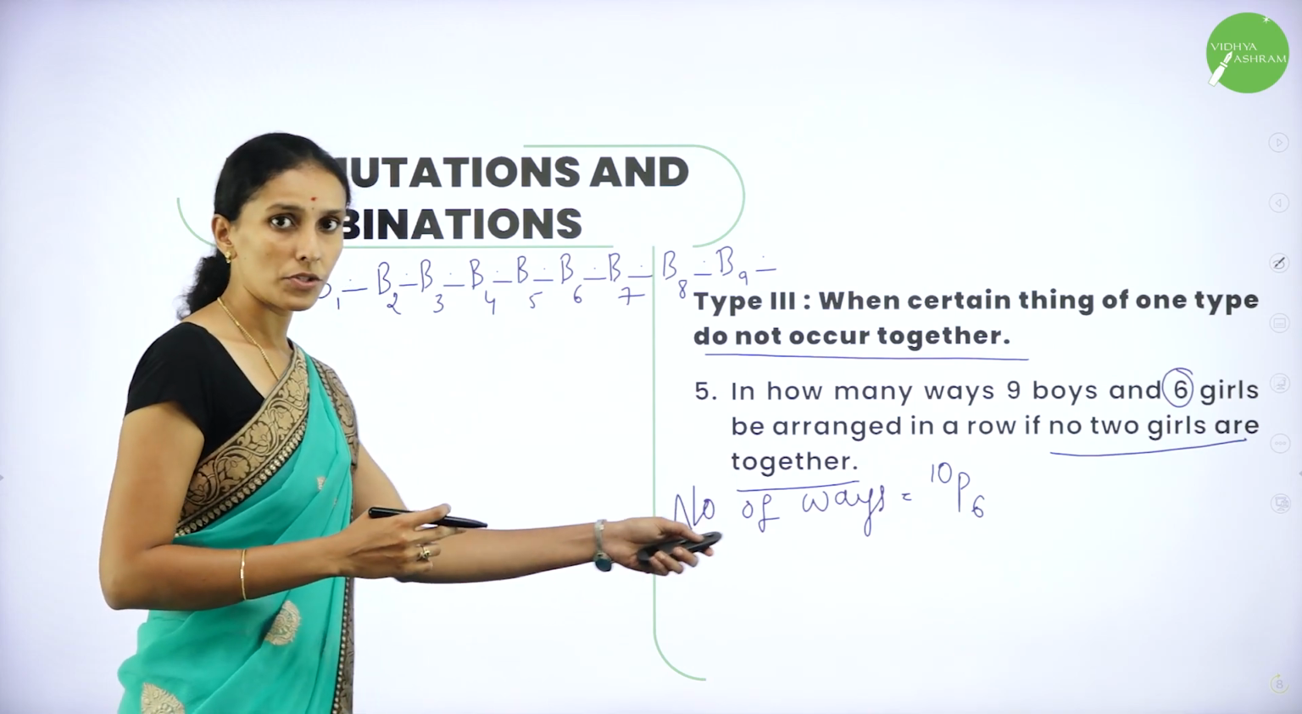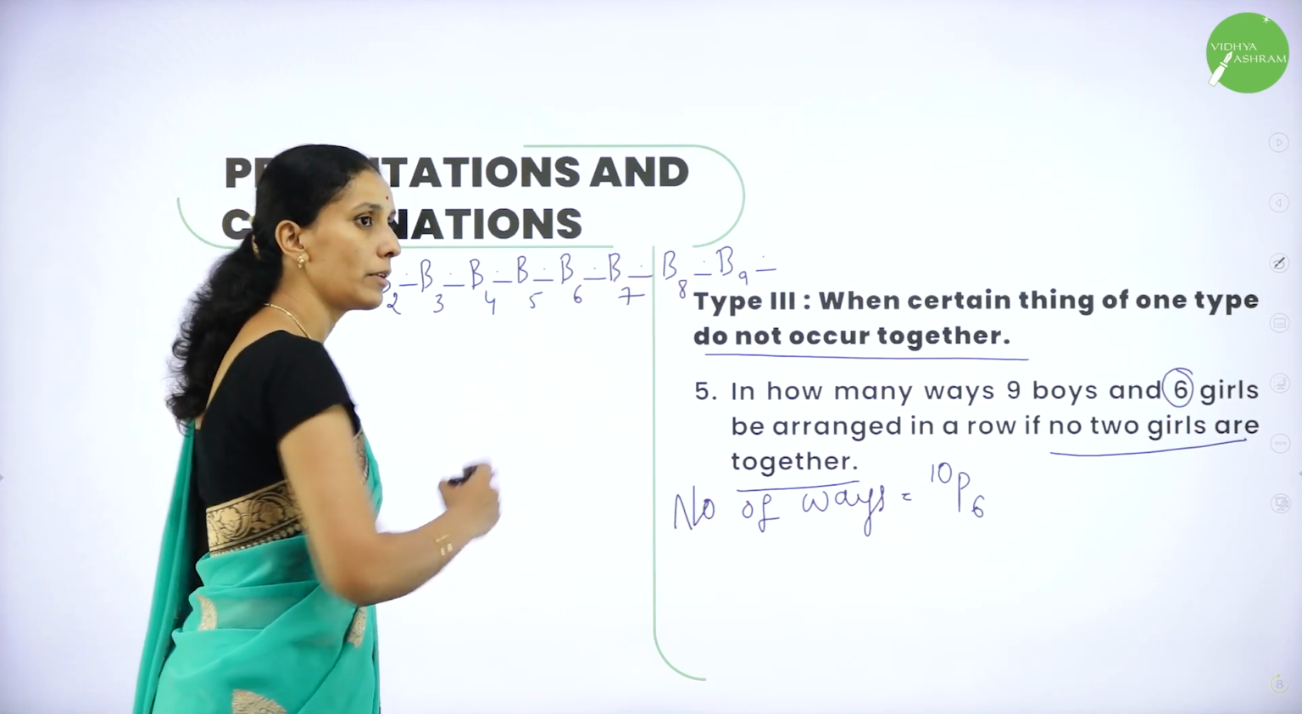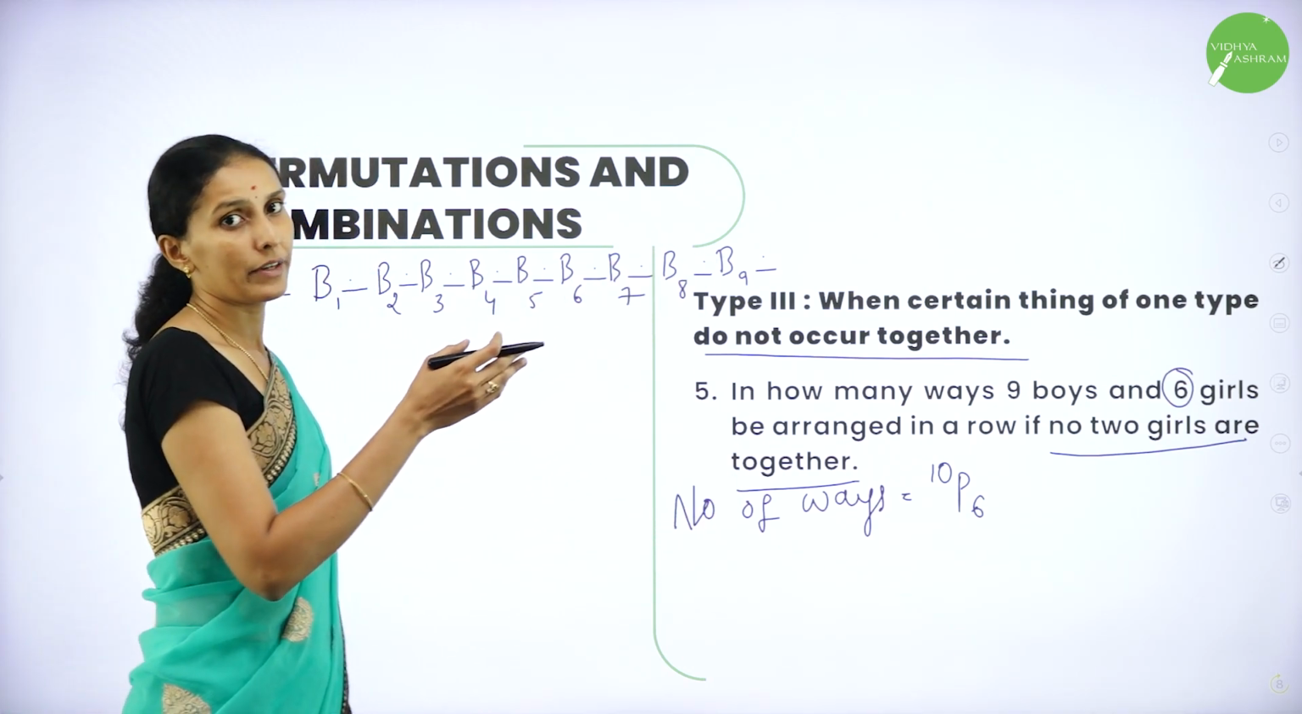Whereas we have boys also. We have 9 different boys. They can occupy 9 different places.